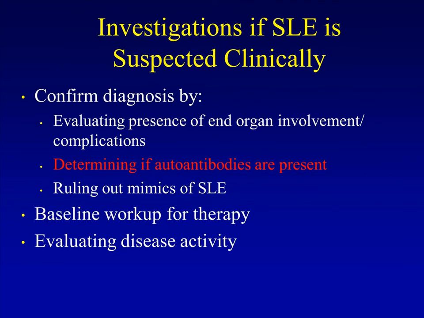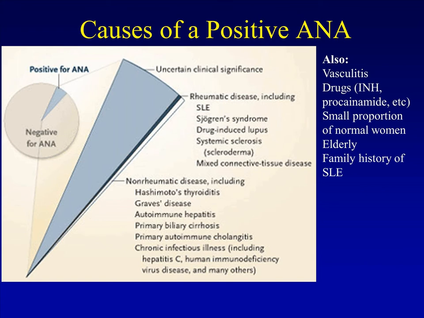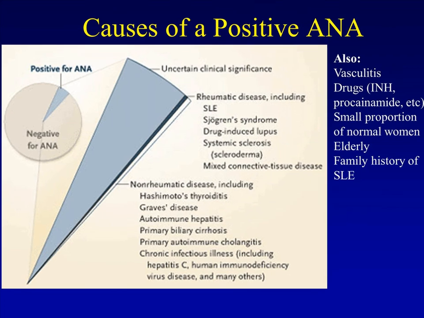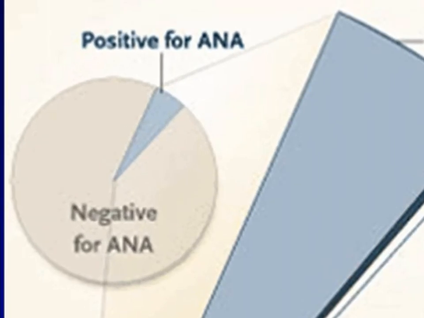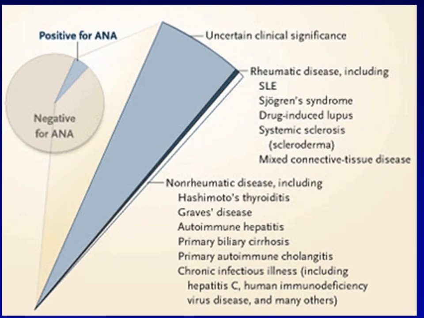The second aspect of confirming diagnosis is by determining if autoantibodies are present. In evaluating patients for autoantibodies, it is important to understand the causes of a positive ANA. This diagram nicely illustrates that most patients are negative for anti-nuclear antibodies. In the patients who have an anti-nuclear antibody, as is shown in this diagram, the vast majority of these patients have an anti-nuclear antibody which is of uncertain clinical significance. In other words, these patients do not have a defined autoimmune disease.